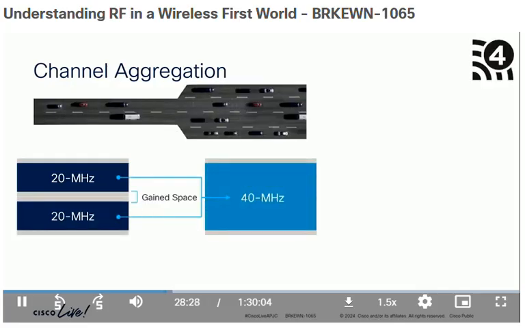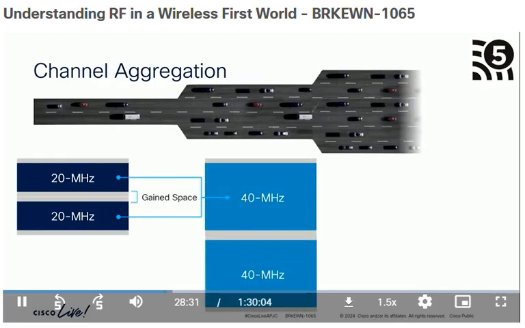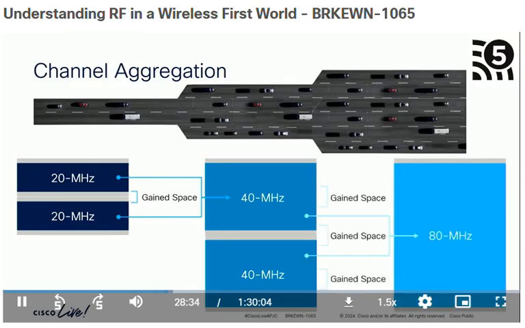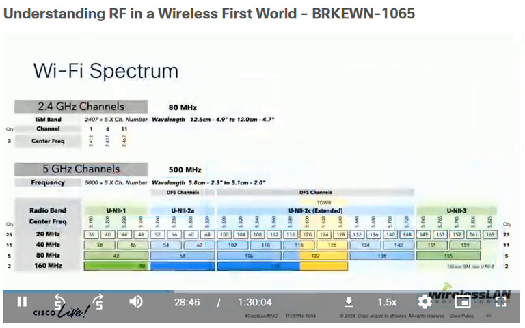I take 2 20 meg channels and turn them into a 40 meg channel. I take 2 40s, turn it into an 80. I take 2 80s, I can make 160. With Wi-Fi 7, I can actually take 2 160 meg channels and turn it into a 320 meg channel. That sounds great. Why haven't we been doing this all along? Well, the limitation is I've got limited spectrum available. In the 2.4 gig band, I have 80 megahertz of spectrum, which means I can really only get 3 channels because, again, those guardrails, I can't actually fit the 4th channel because I'm a little over 80 meg.